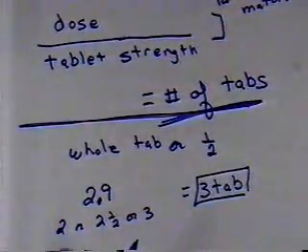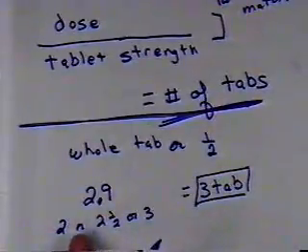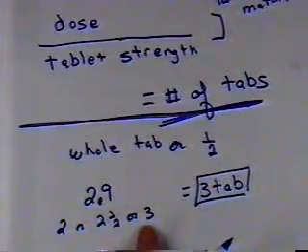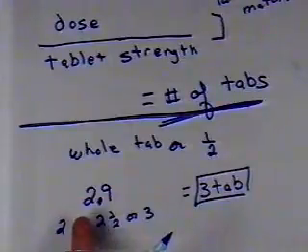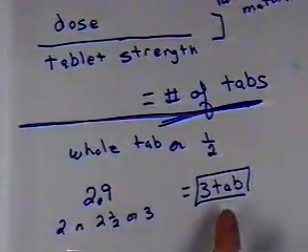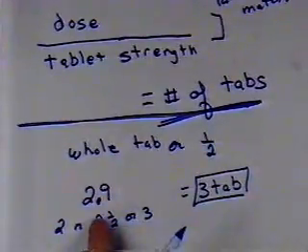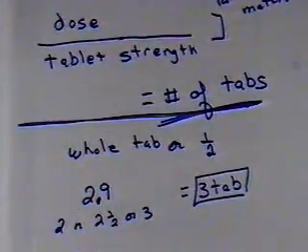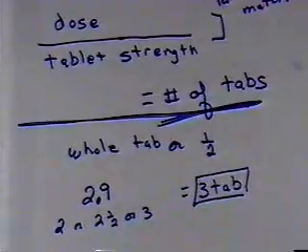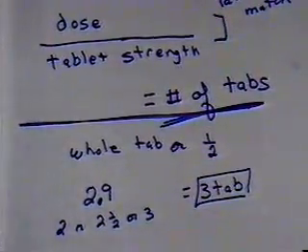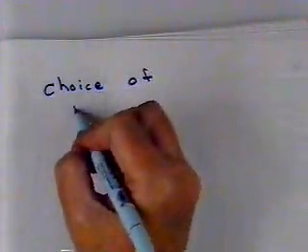For right now, we'll just be looking for the closest answer. Is it closer to 2.5 or is it closer to 3? But never leave an answer 2.9. The answer either has to be 3 or it has to be 2.5, because you can't tell me how I'm going to give 2.9 tablets. Now, some of the problems are going to give a choice of tablet strengths.